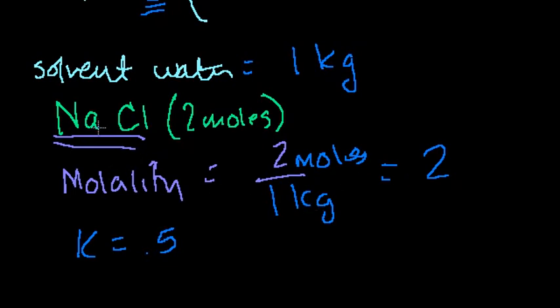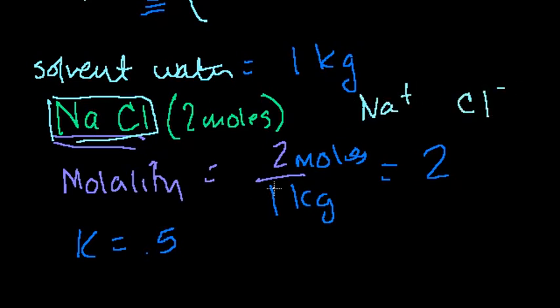That would be true if sodium chloride stayed in this molecular state, if it stayed together. But what happens is that the sodium chloride actually dissociates, as we learned in that previous video. Each sodium chloride pair dissociates into two particles, a sodium ion and a chloride anion. Because it dissociates into two, the molality is going to be 2 times the number of moles of sodium chloride I have. So my molality will actually be 4.